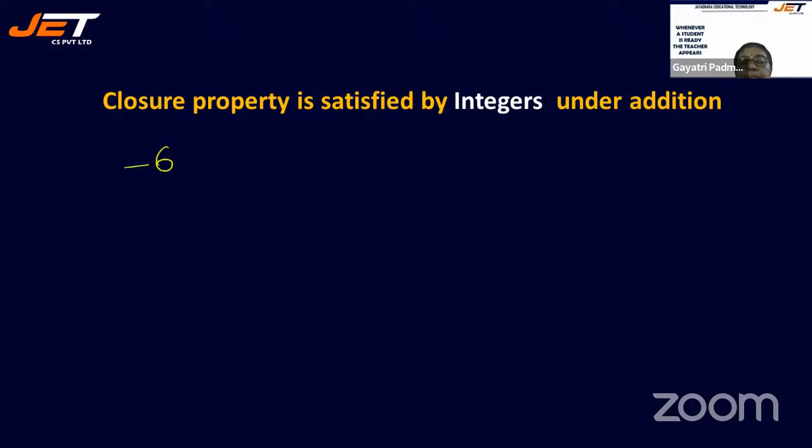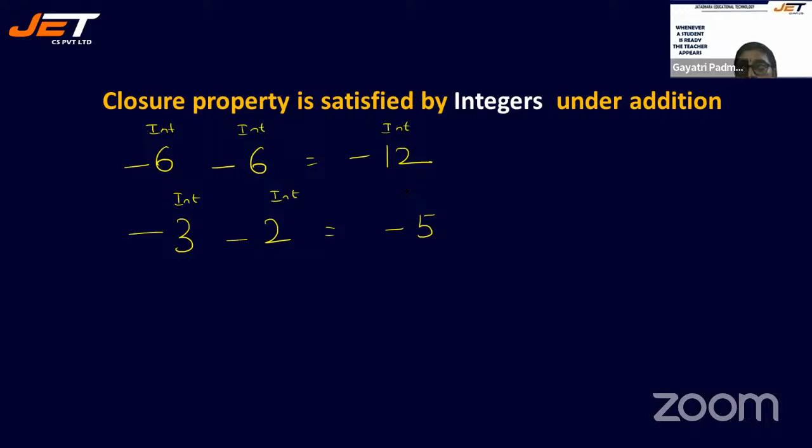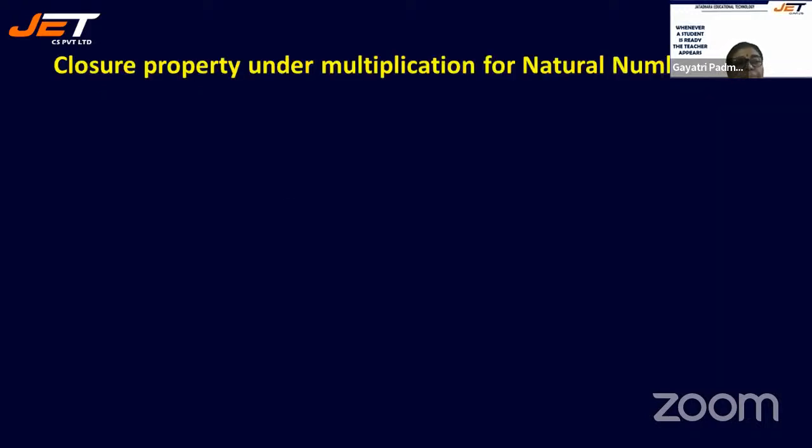Right? So let's take -6 and -6. We get -12. So -6 is an integer, again -6 is an integer, so -12 is also an integer. Let's take -3 and -2. So we get -5. So -3 is an integer, -2 is an integer. Therefore, the resultant -5 is also an integer. All right. So I'm sure the closure property satisfied by integers would have been understood when it comes to addition. All right.